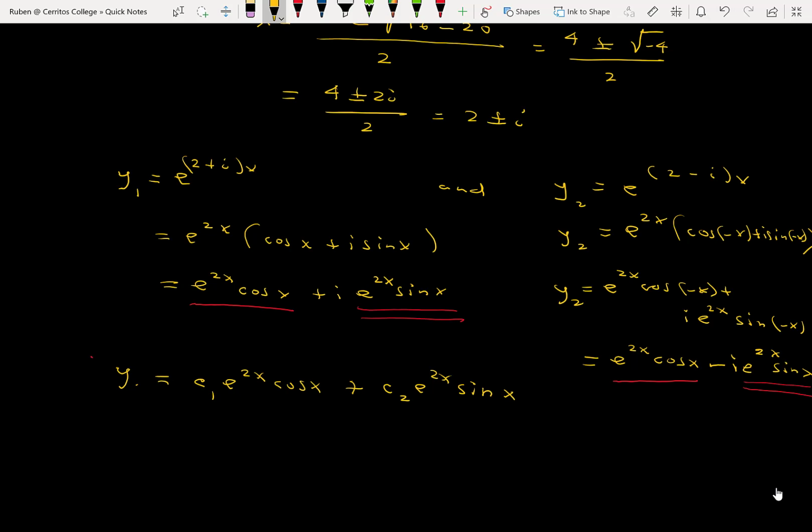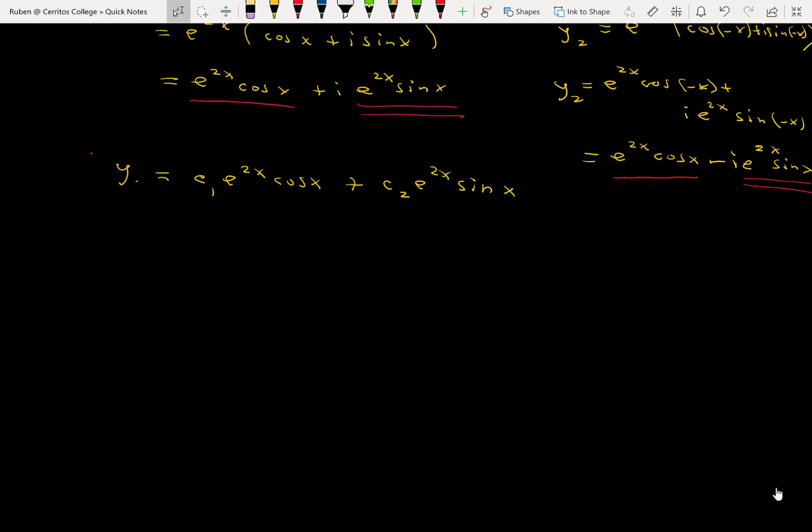e to the 2x cosine of x and e to the 2x sine of x are clearly linearly independent. Those functions do not vary by a constant. They are not proportional. Okay, so let's summarize this problem again. We found that the roots of the characteristic equation P of lambda equals 0 were 2 plus or minus i.